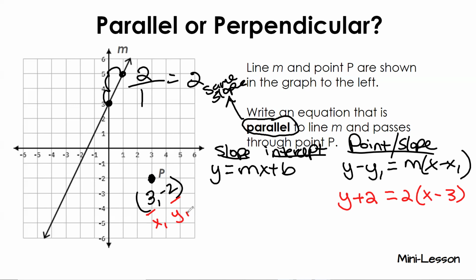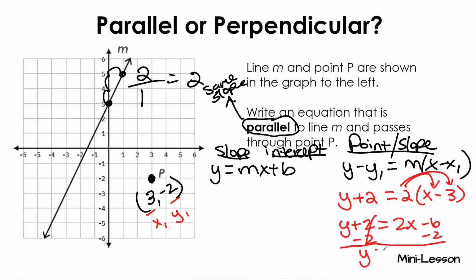Now, most of the time, your answer choices are going to be written in y equals mx plus b form. So what we have to do now is distribute. That'll make 2x minus 6 on the right. Then we're going to move that 2 to the other side. So y is going to equal 2x minus 8. This is parallel because it has the same slope.